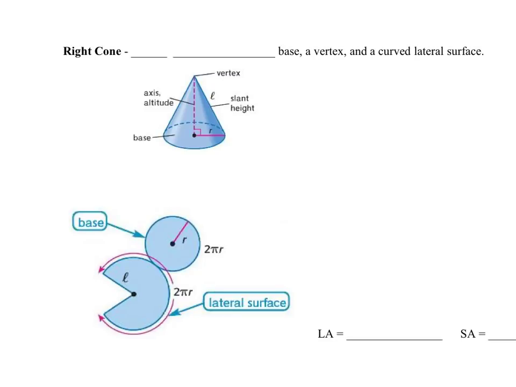So now let's take a look at our last three-dimensional shape, a right cone. So a right cone, like a pyramid, only has one base, but if it's a cone, that base will always be a circle. A pyramid can have a base that's any polygon, but a cone will always have the same base. It's going to be a circle. So that means a right cone has one circular base, and then it has a vertex, and then it's got this curved lateral surface.